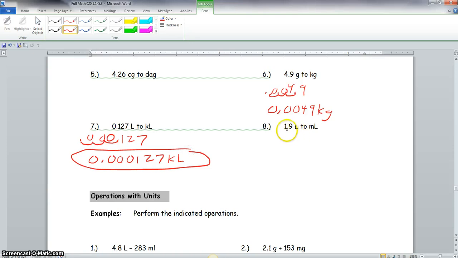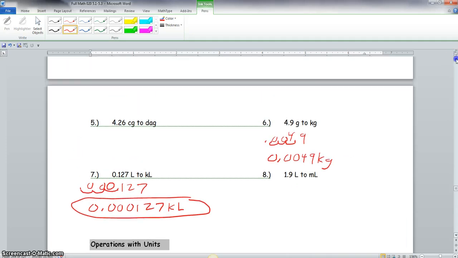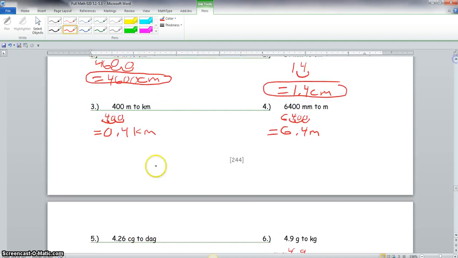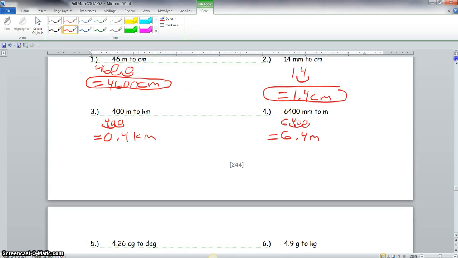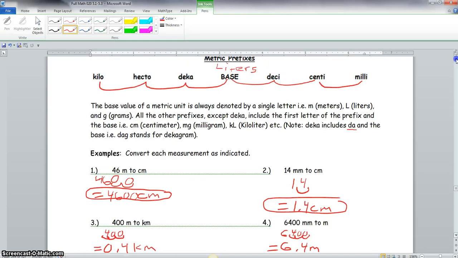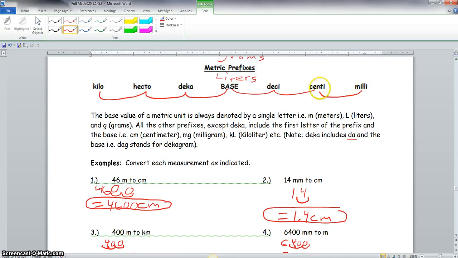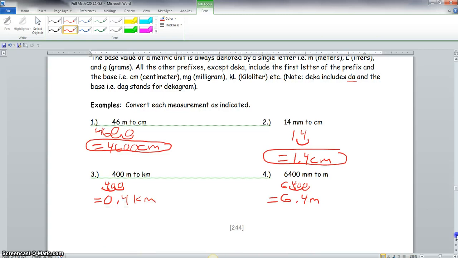Now we go here to number 8. We have 1.9 liters to milliliters. So that means that we will go to the base to milli. So what we're going to do here, before we do anything else, we want to go from centigrams to decagrams. So we need to go from centi to deca. So we go up here. Centi to deca, we'll go 1, 2, 3 places to the left. So we scroll back down here.